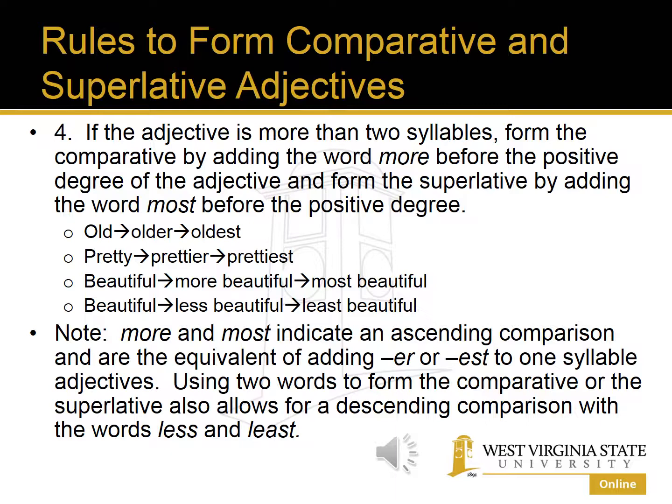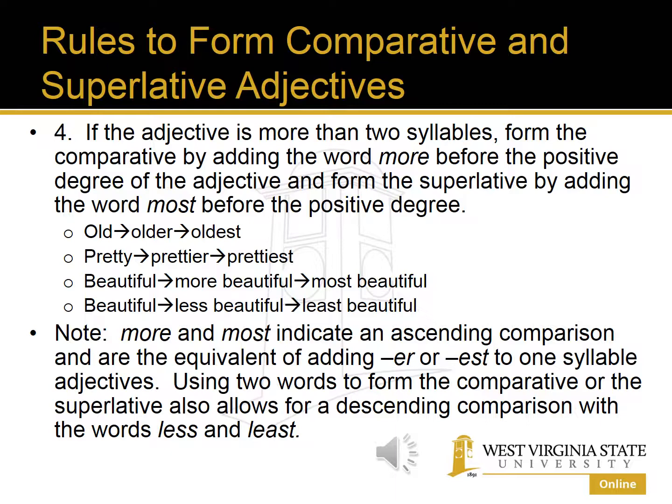We have a one-syllable word, old. We form the comparative by adding er, so it's older, or the superlative est, oldest. Pretty, two syllables, ends in y, so the comparative is formed by converting the y into i, so we have prettier, and then for the superlative we have prettiest. Beautiful is three syllables, so we use more beautiful to indicate the comparative and most beautiful to indicate the superlative.